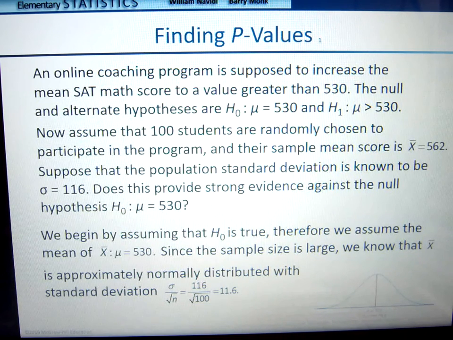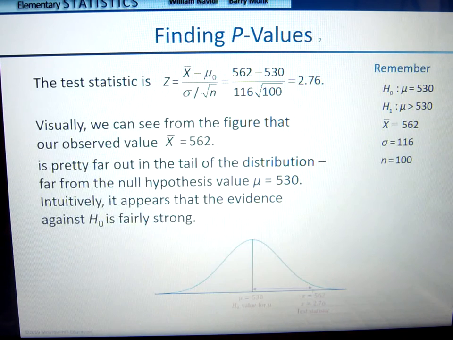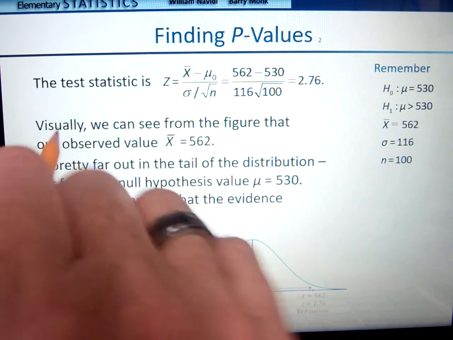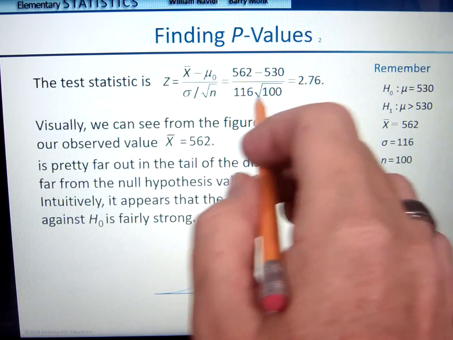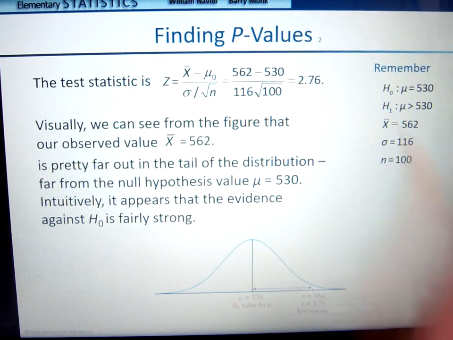So the sample size is large. We know that it's approximately normally distributed. So we have our standard deviation of 11.6. Now our test statistic here is going to be our z-score: our sample mean minus our null hypothesis mean, over the standard deviation divided by the square root of our sample size, 100. So that would move it back to 11.6.